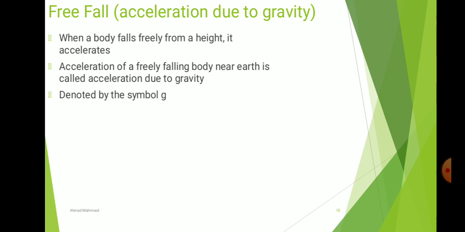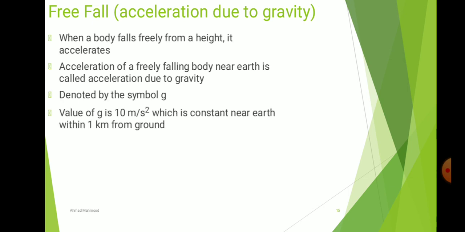It's denoted by g and its value is 10 meters per second squared, which is constant near 1 kilometer or around the earth. If we go away from 1 kilometer, that is into the space, the acceleration due to gravity will decrease, right? Because the attractive force of the earth will decrease as we go away from the earth.